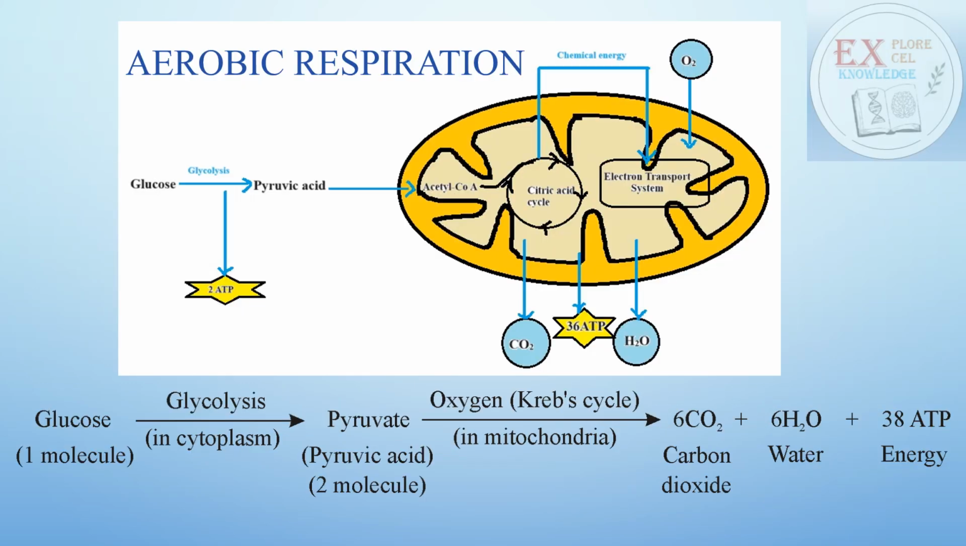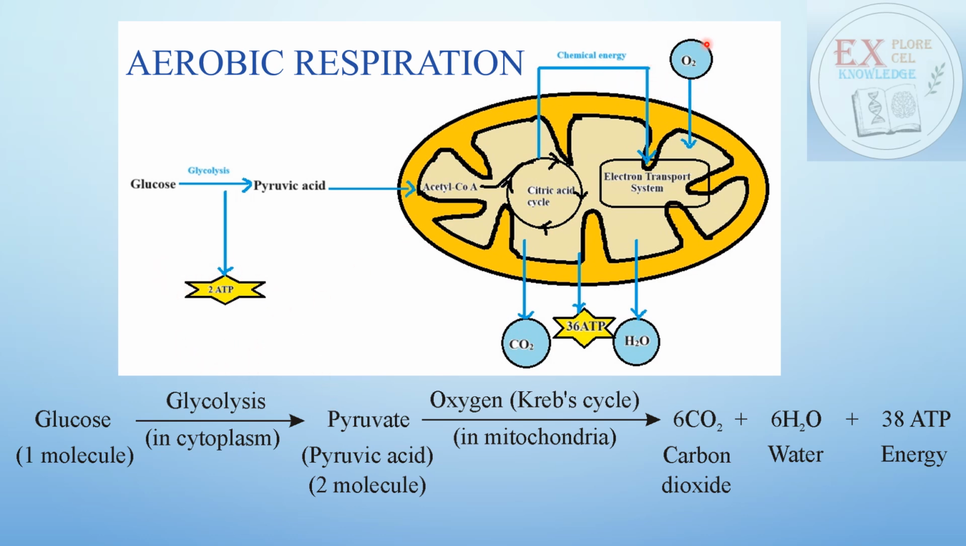The first step of aerobic respiration takes place in the cytoplasm, where glucose is converted into pyruvate or pyruvic acid by the process of glycolysis. Here, the 6 carbon molecule glucose is converted into 2 molecules of 3 carbon pyruvate or pyruvic acid. During this process, it will yield 2 ATP molecules.